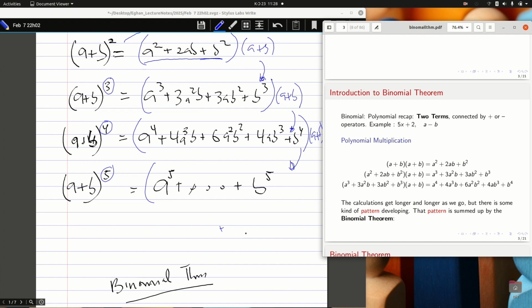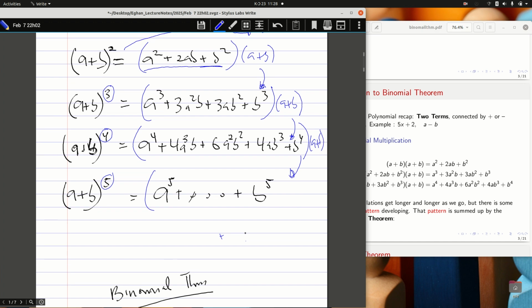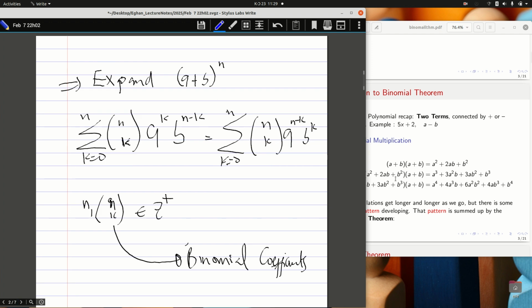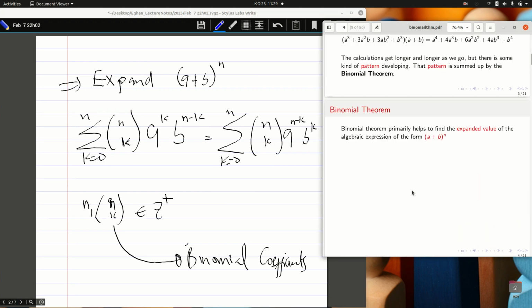It says, since I'm a binomial term and you're expanding me, I have something to help you expand. Let me see if I can quickly see a pattern. I see square here, square here. I see cube here, cube here. I see to the power 4 here, to the power 4 here, and to the power 5 here, to the power 5 here, corresponding to the index of the expansion. So let's quickly look at what the binomial theorem will help us to do if we don't want to go through expanding by the number of terms.